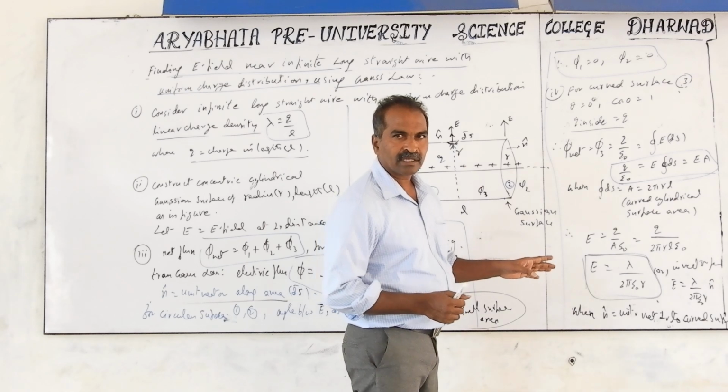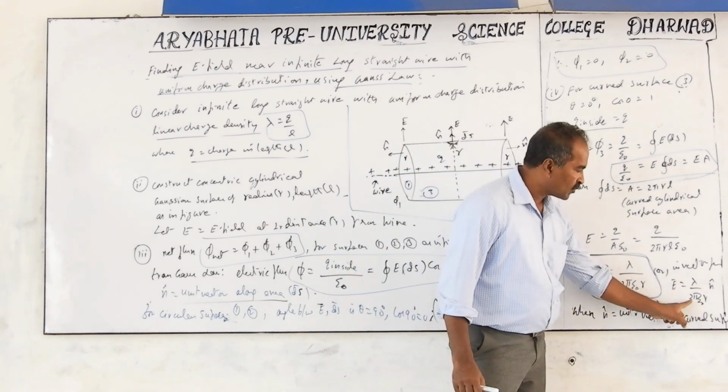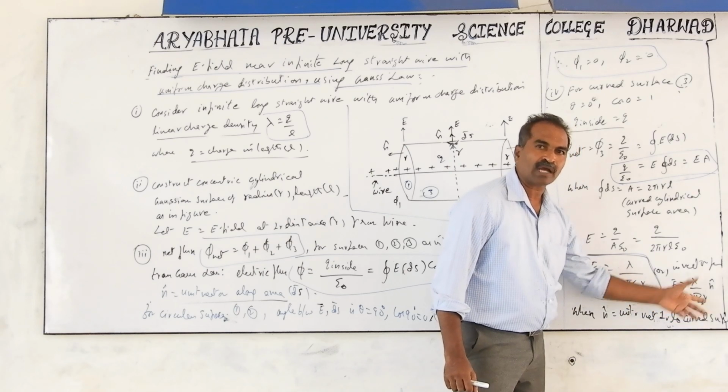Lambda is a scalar quantity. But what is variable here? Lambda is constant, 2 pi epsilon is constant. So E is inversely proportional to R.